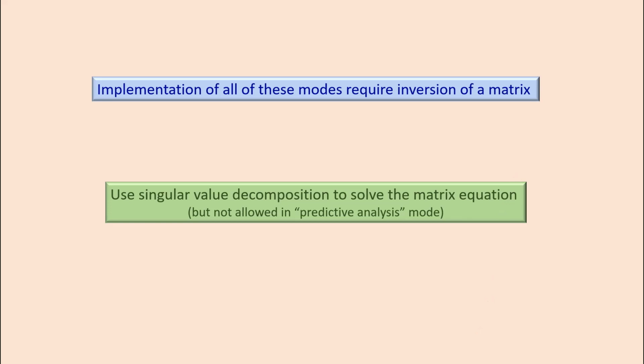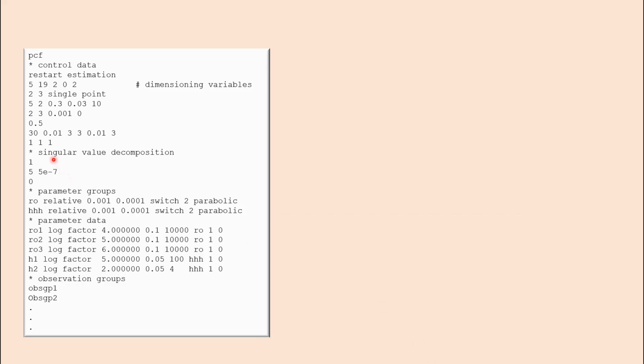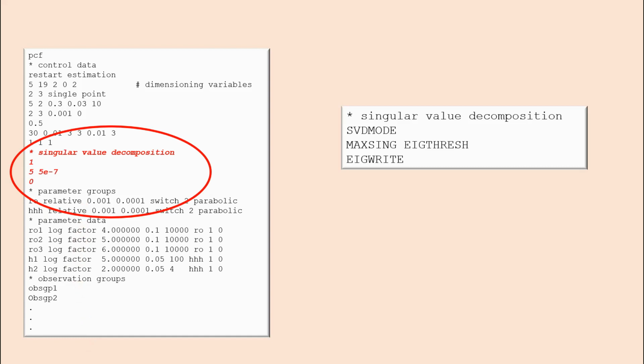For all modes of its operation except predictive analysis mode, to protect ourselves against numerical instability, we should always ask PEST to invert that matrix using singular value decomposition. This can be done simply by adding a singular value decomposition section to the PEST control file. The singular value decomposition section is fairly easy to fill. There's only 1, 2, 3, 4 control variables in it, and it's placed just above the parameter group section of the PEST control file. Except if you're running PEST in predictive analysis mode, you should always include a singular value decomposition section in the PEST control file.